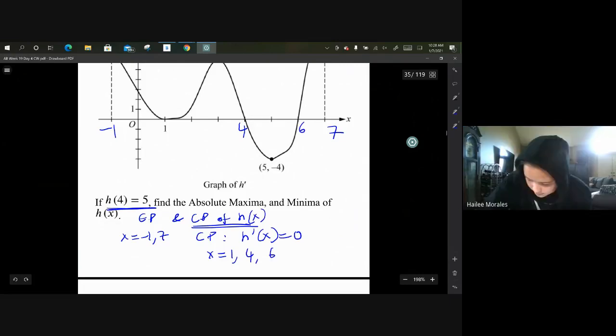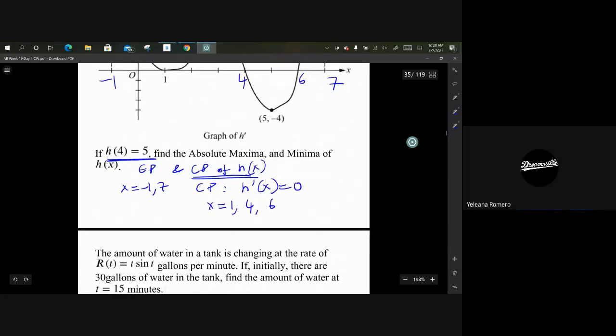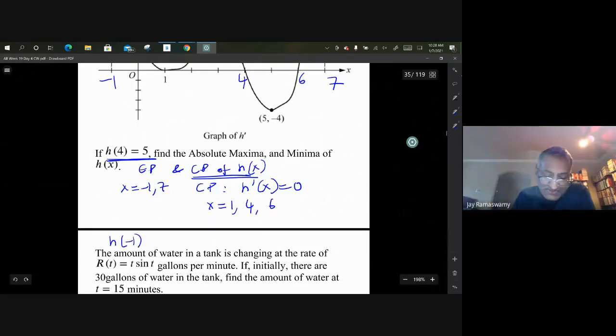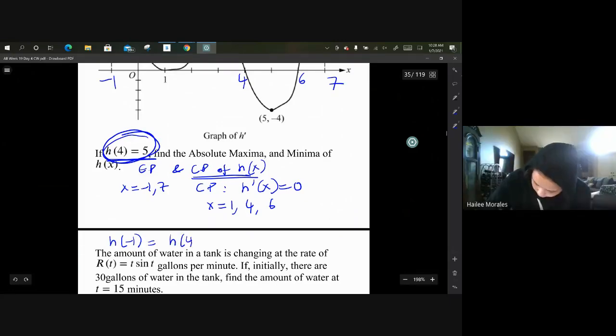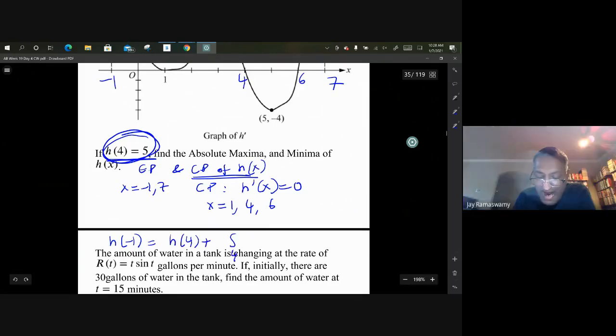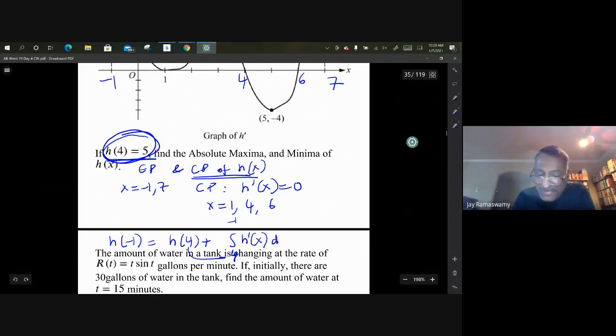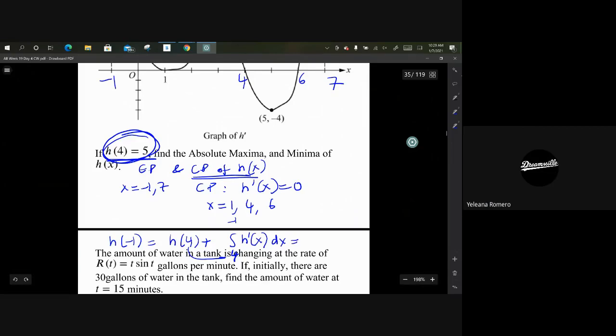What do we do last step with these guys? Evaluate. We need h of -1, and they gave us a starting value. So h of -1 equals h of 4 plus the integral from 4, the lower limit is the first guy, to -1 of h dash of x dx. And what was h of 4 given to be?